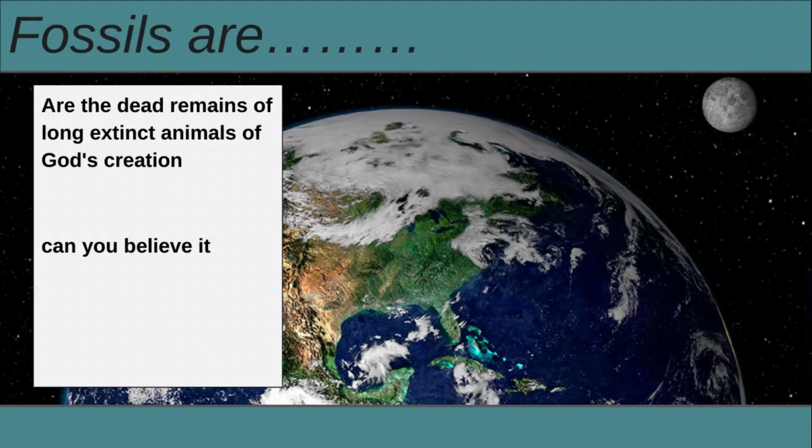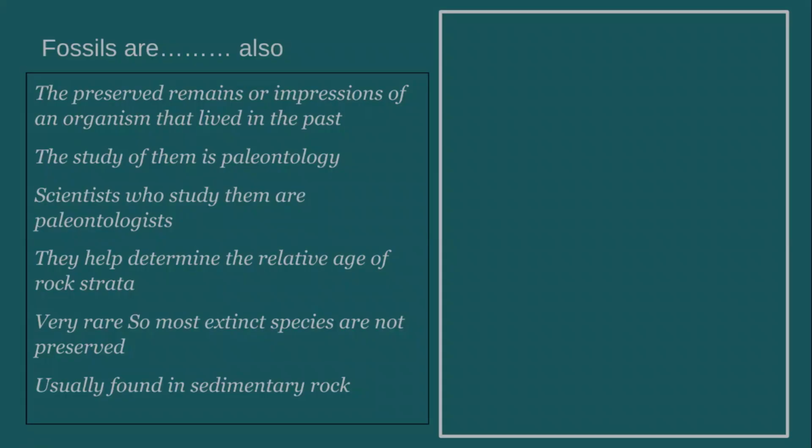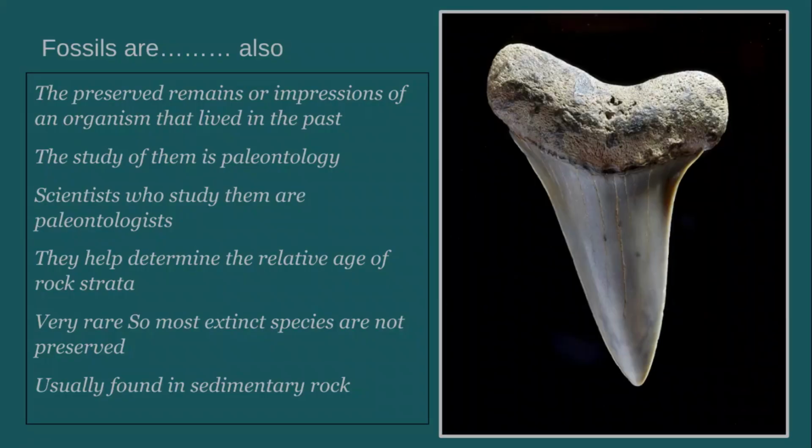They are the long dead remains of an extinct animal of God's creation. They can also be described as the preserved remains or impressions of an organism that used to live in the past. The study of them is paleontology. The scientists who study them are called paleontologists, and they help determine the relative age of rock strata. They are very rare, so most extinct species are not preserved, and they are usually found in sedimentary rock.